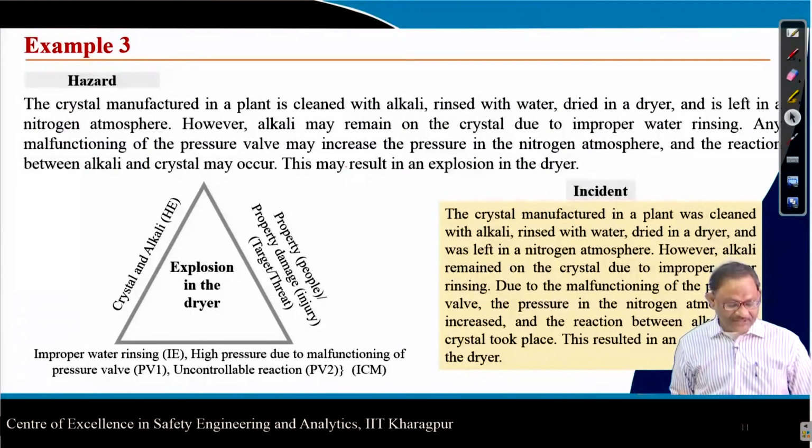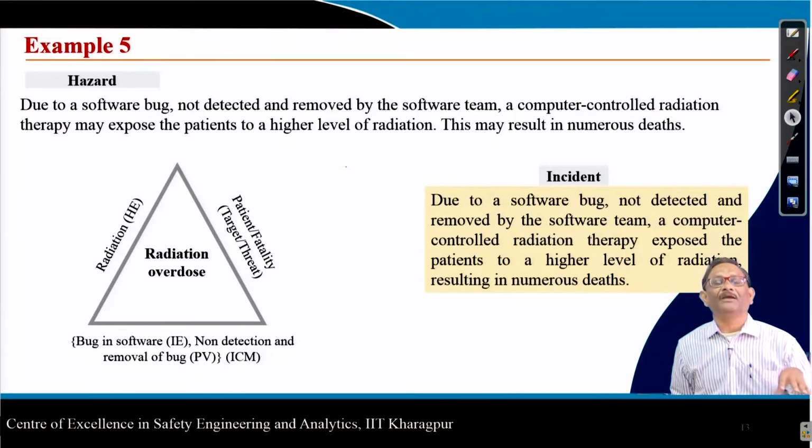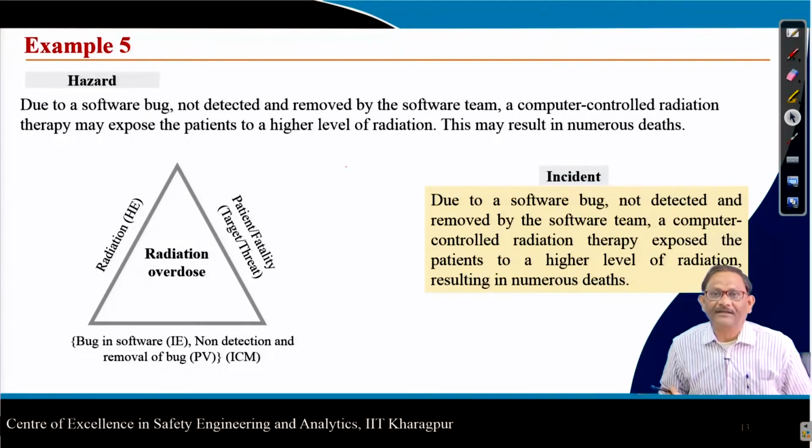So this is another hazard, explosion in the dryer. Actually it is related to some kind of process incident, and then we have gone for another hazard from the road incident point of view, and another one we have taken from the software hazard point of view. So we have chosen 5 hazards here in such a manner that they cover process hazard, equipment hazard, software hazard and human hazard. For example, working at height without a safety harness or safety belt is a problem with the human. It is not as per operating procedure.